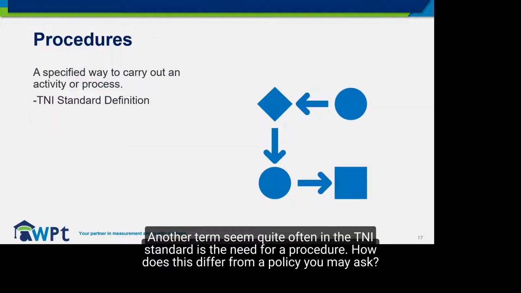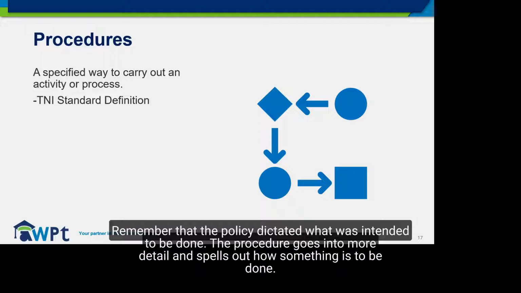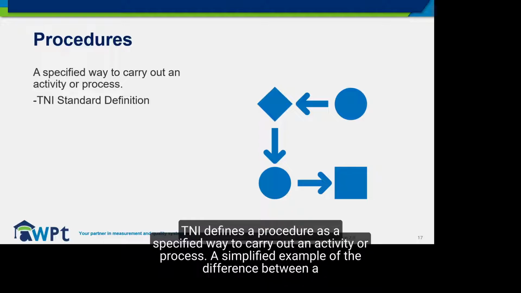Another term seen quite often in the T&I standard is the need for a procedure. How does this differ from a policy, you may ask? Remember that the policy dictated what was intended to be done. A procedure goes into more detail and spells out how something is to be done. T&I defines a procedure as a specified way to carry out an activity or process.